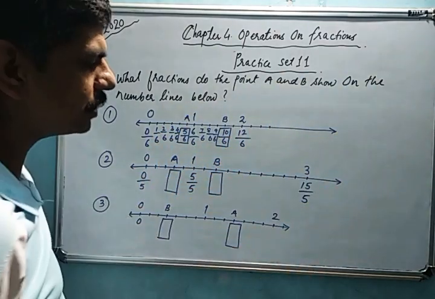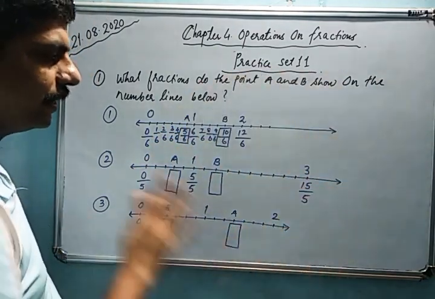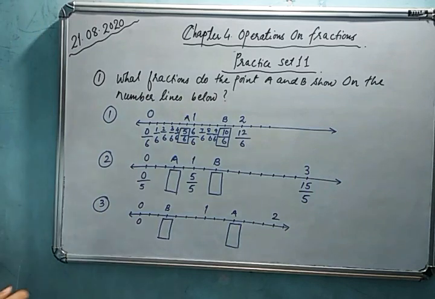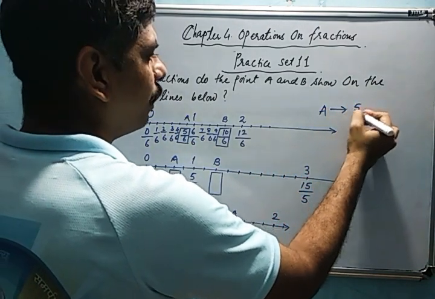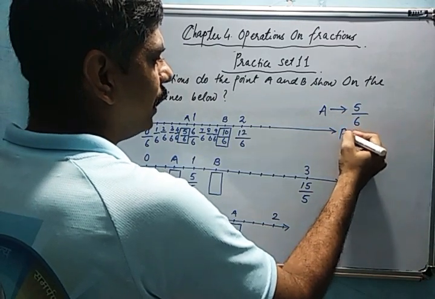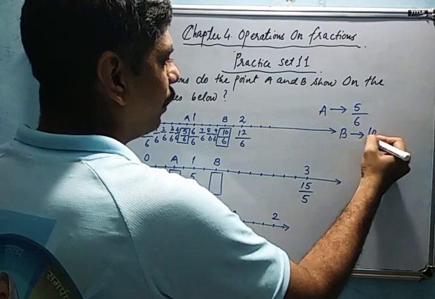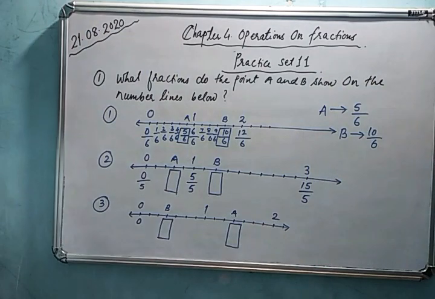You can continue this further if it is required. Here we need only A and B, right? So you can mention your answer that A has coordinate 5 by 6 and B has coordinate 10 by 6. Is it clear? This is the answer for the first one.